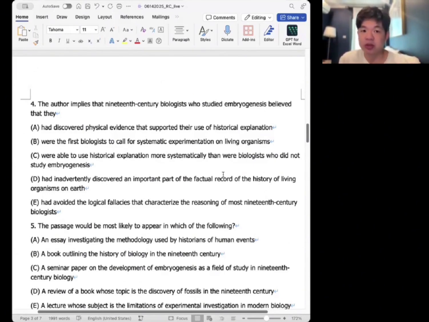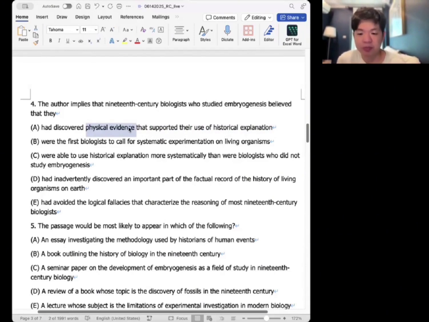Now let's look at these options to see which ones match our thoughts. The first one suggests that those scholars discovered something, they found actual evidence. This evidence can support their use of historical explanations, which seems okay. Why? Because didn't we just say that we can use observation to verify whether historical explanation is correct? So does observation count as actual evidence? If observation doesn't count as real evidence, then what does? Isn't what you observe actual evidence? So we'll keep option A for now.